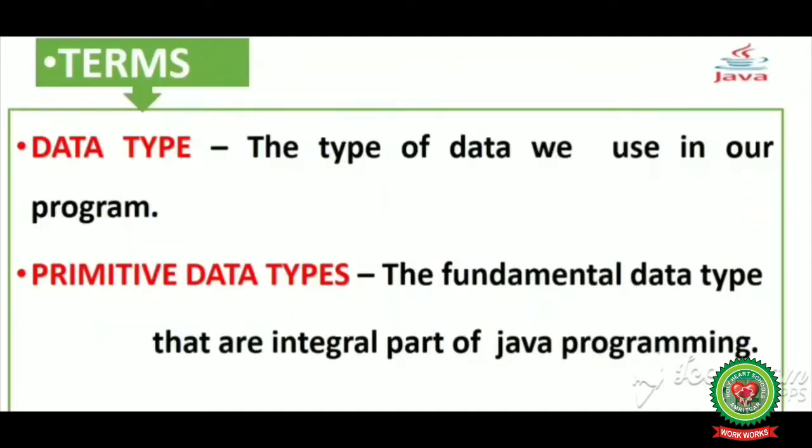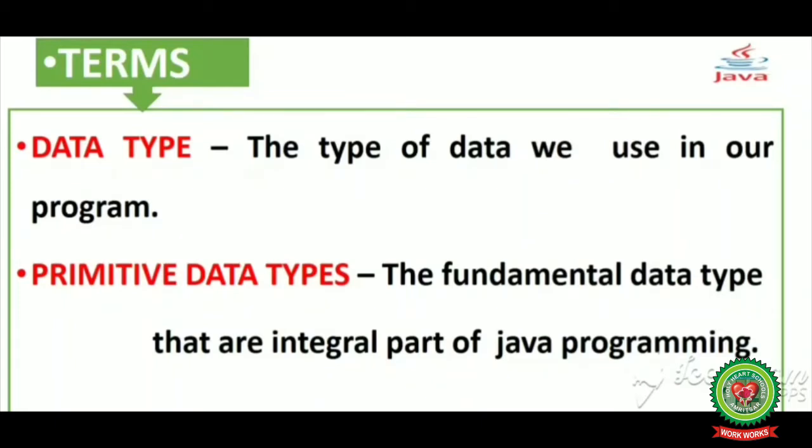Start with definitions. Number 1 is data type. The type of data we use in our program, means when we are using any kind of data, that is with decimal value, without decimal value or any character value, that all comes in the category of data type.